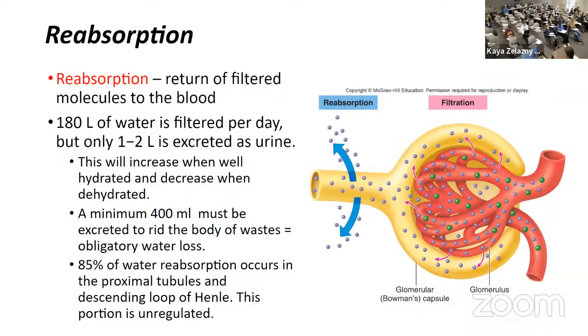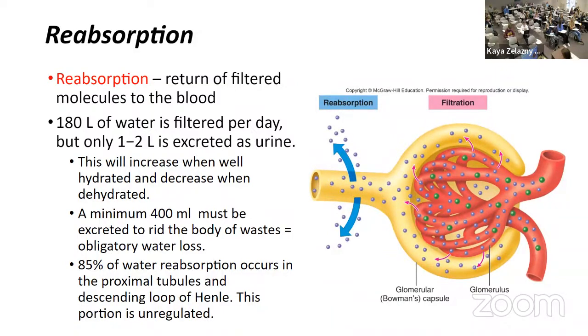So that minimum is about 400 milliliters. So under all conditions, even if you really need that water, even if you're super dehydrated, you are still going to be losing some water in order to have something to leave those wastes dissolved in. So a minimum of 400 milliliters is going to be excreted in order to rid the body of all the waste products that you're trying to get out of the blood. Okay, so we consider that obligatory water loss, like you're obligated to lose that water.